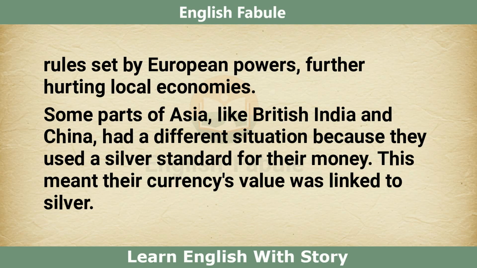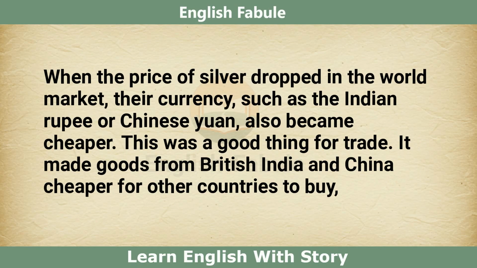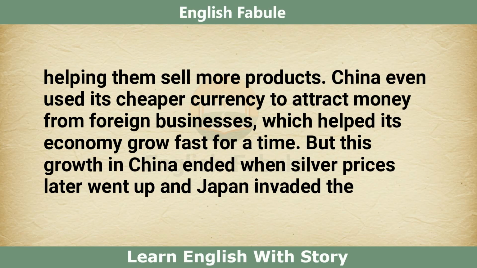hurting local economies. Some parts of Asia, like British India and China, had a different situation because they used a silver standard for their money. This meant their currency's value was linked to silver. When the price of silver dropped in the world market, their currency, such as the Indian rupee or Chinese yuan, also became cheaper. This was a good thing for trade. It made goods from British India and China cheaper for other countries to buy, helping them sell more products.